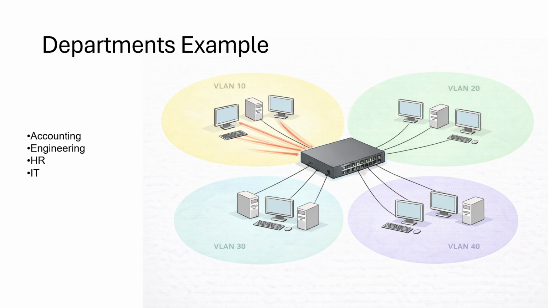Think about departments. Without VLANs, accounting hears engineering noise. HR hears IT diagnostics. Everyone hears everything. But with VLANs, accounting is in its own broadcast world, engineering is in its own broadcast world, HR and IT are isolated. Same building, same switches, same cables, but different logical structure.